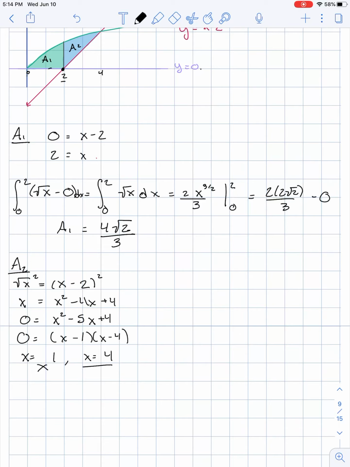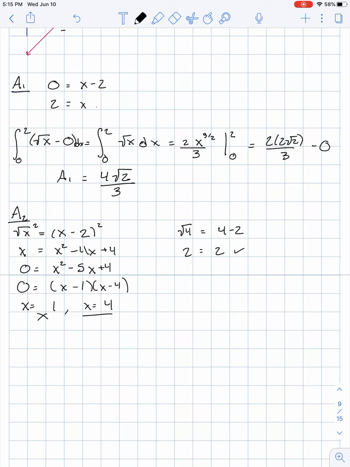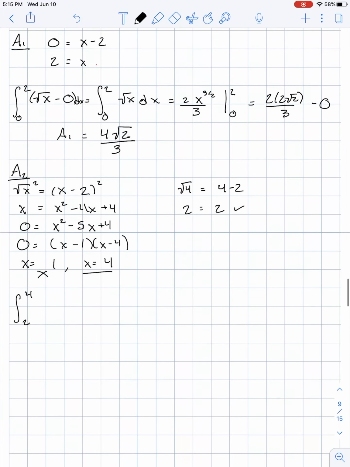And we can also double check this, because the square root of 4 is 2, and 4 minus 2 is 2. So just to double check that that does make sense, that's where those two cross. All right, so I now have the integral from my lower bound that I already knew to 4, which I just found. And now I need to find who's top and bottom.